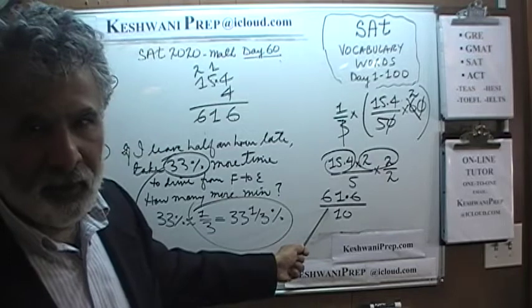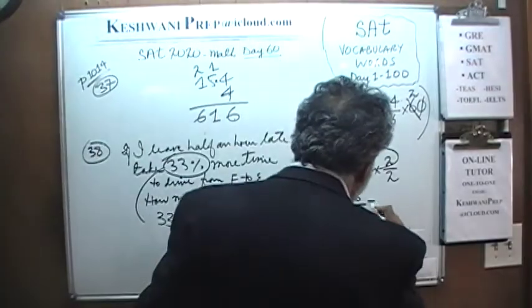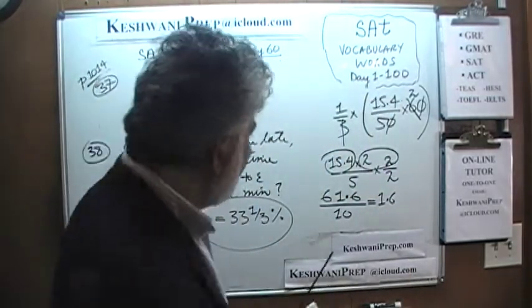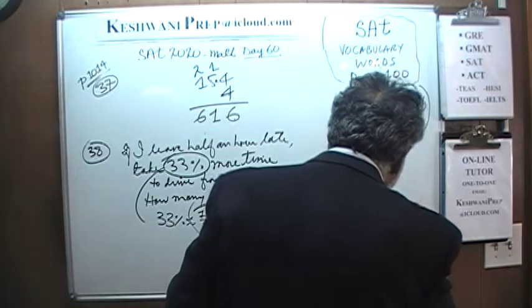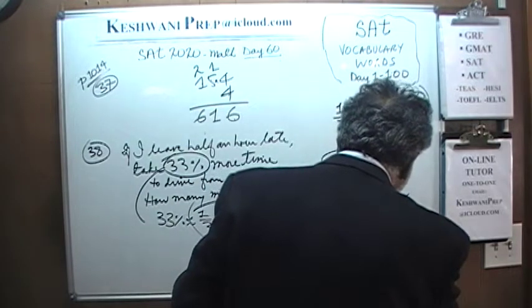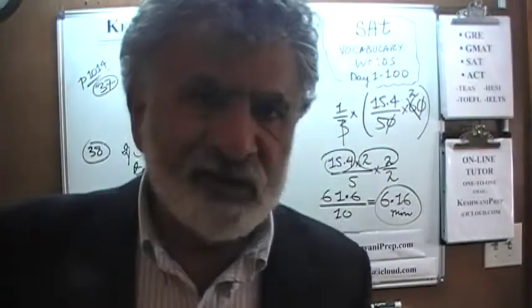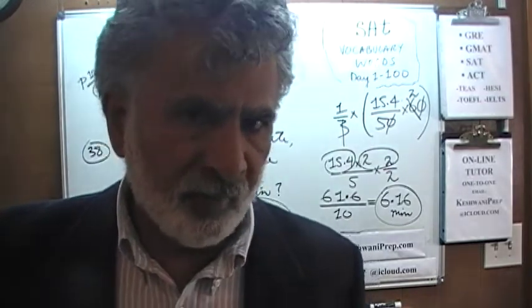Dividing any quantity by 10 is very easy. All we have to do is move the decimal. And when we move the decimal, it tells us that it's going to add 6.16 minutes to our journey. Additional 6.16 minutes to our journey, because we left home late. We caught the rush hour traffic.